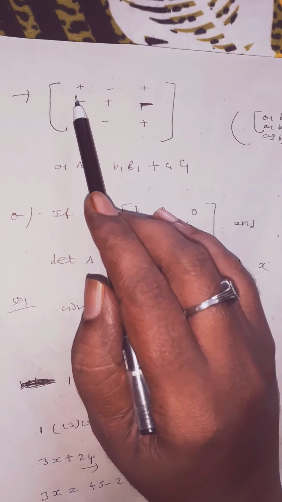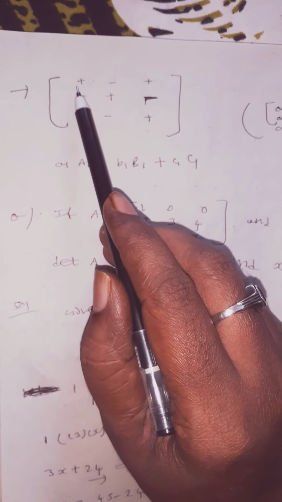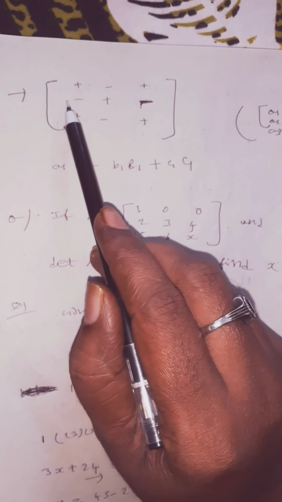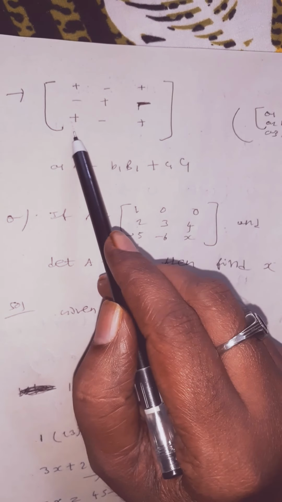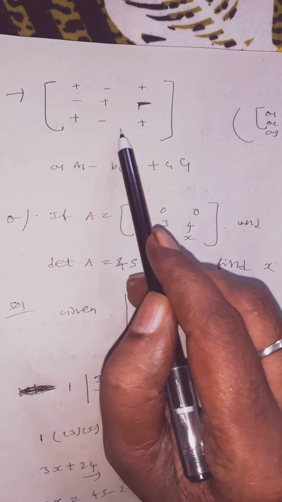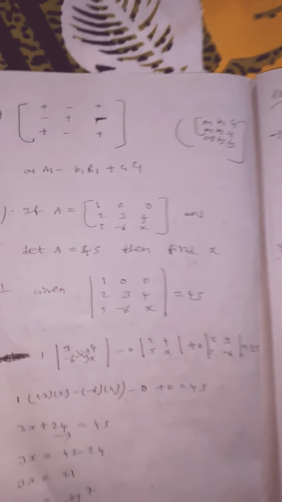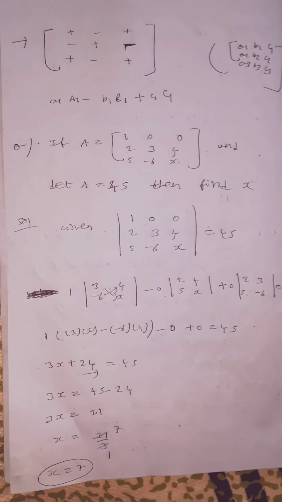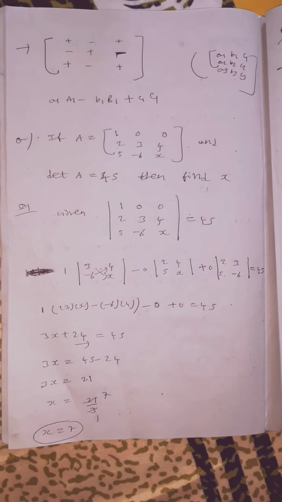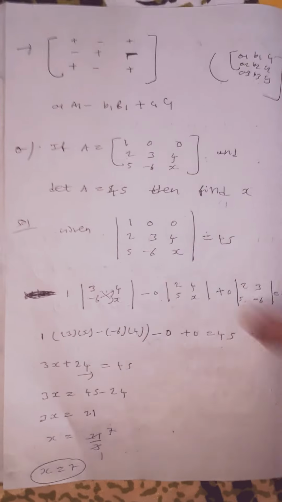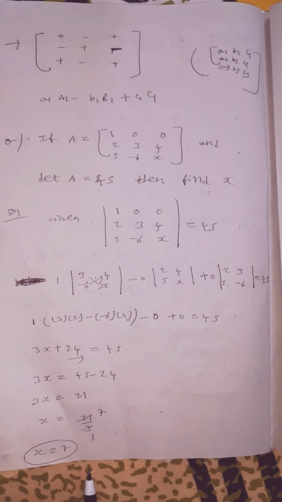If it is the first row, you have to take plus minus plus. Second row means minus plus minus. Third row means plus minus plus. Simultaneously you will get the determinant in an easy process. So as per concept I told like that. So we can go for this in the remaining problems.